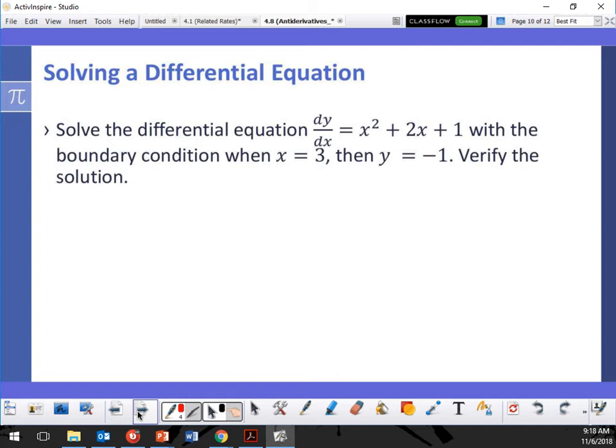So therefore, it would be y equals, remember, add 1, divide. So it's going to be x cubed over 3, and then it's going to be plus 2x squared over 2. I'm not simplifying anything yet. I don't want to screw anyone up. All right, and then it's going to be plus x to the 1 over 1. Put the 1 in front of that, over 1.